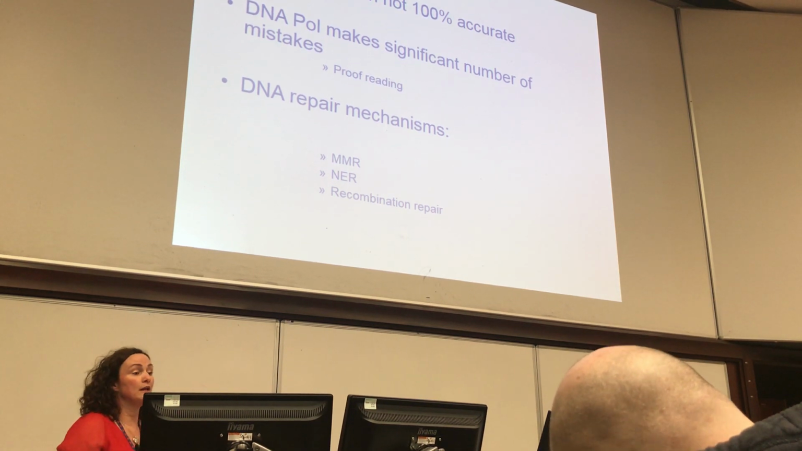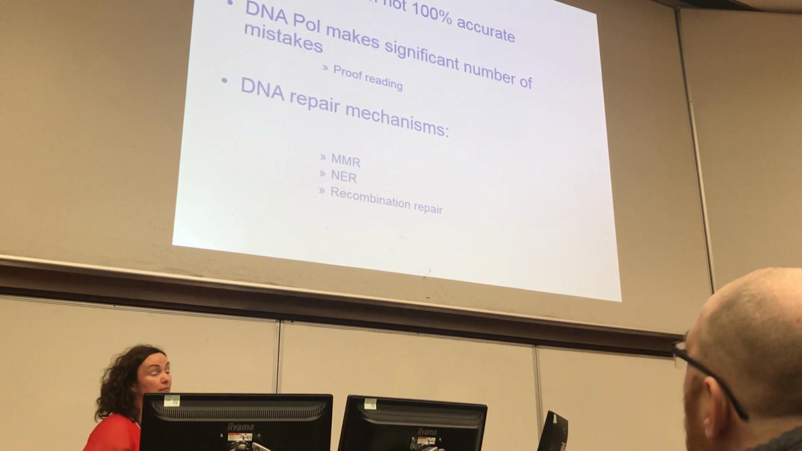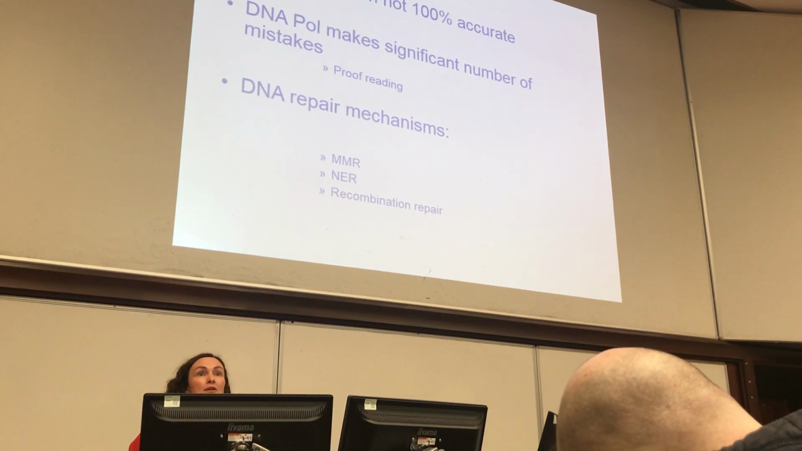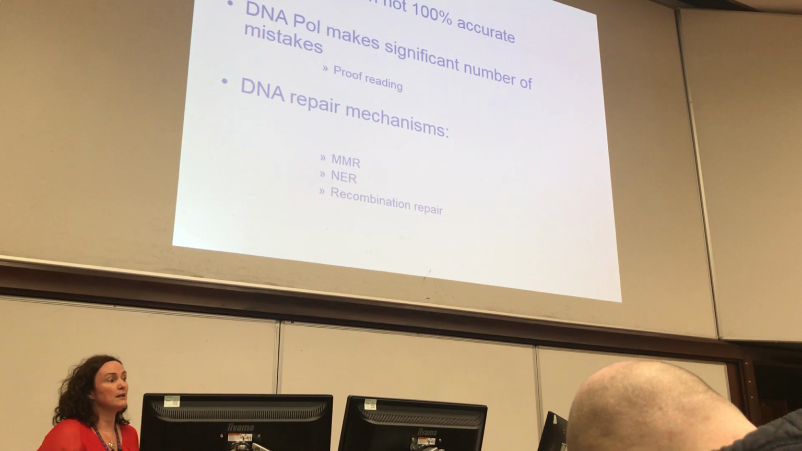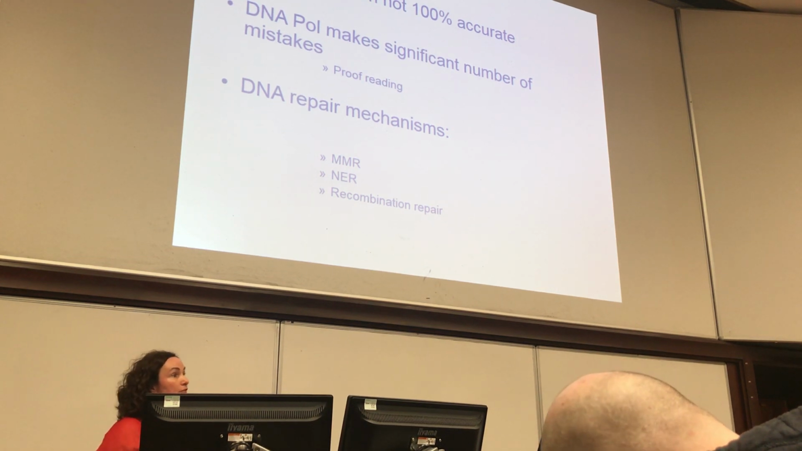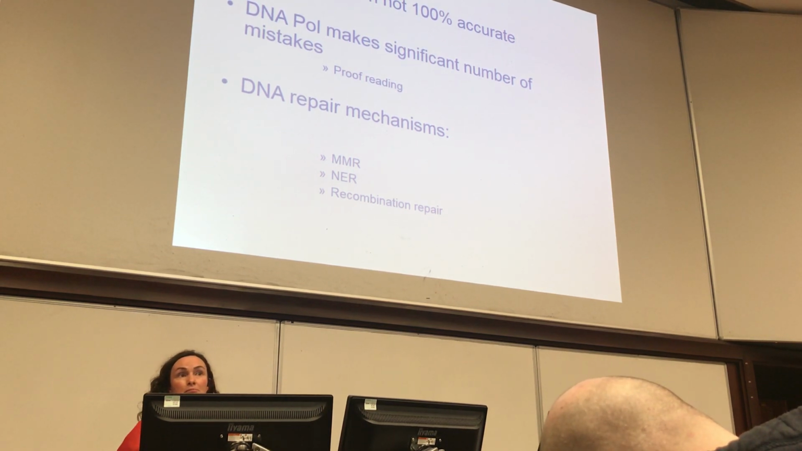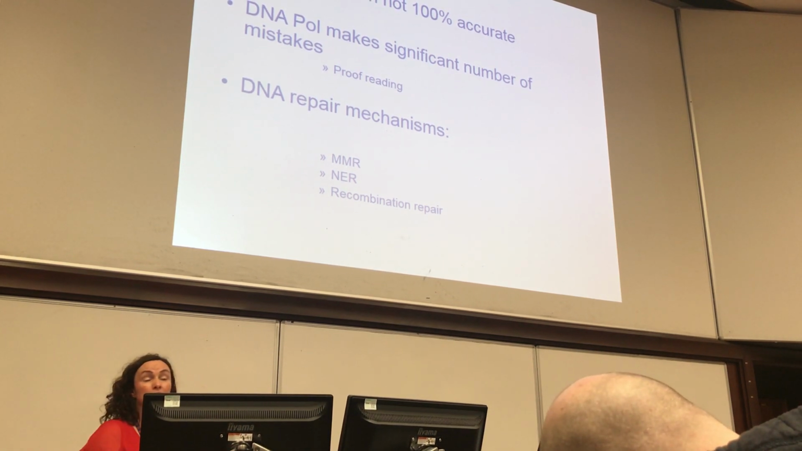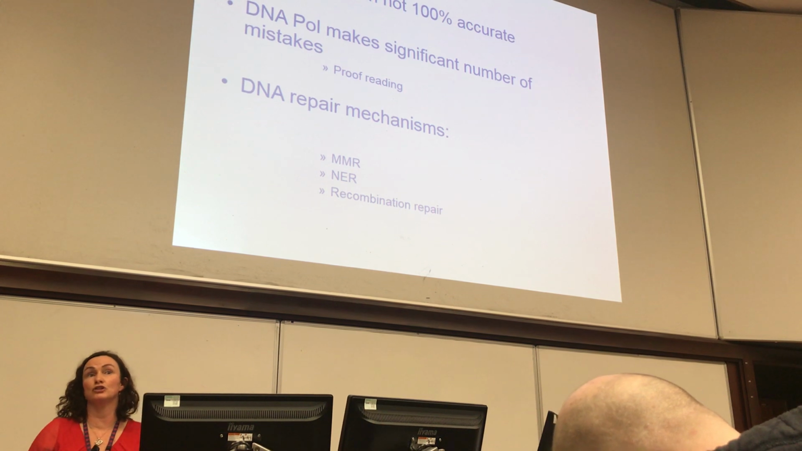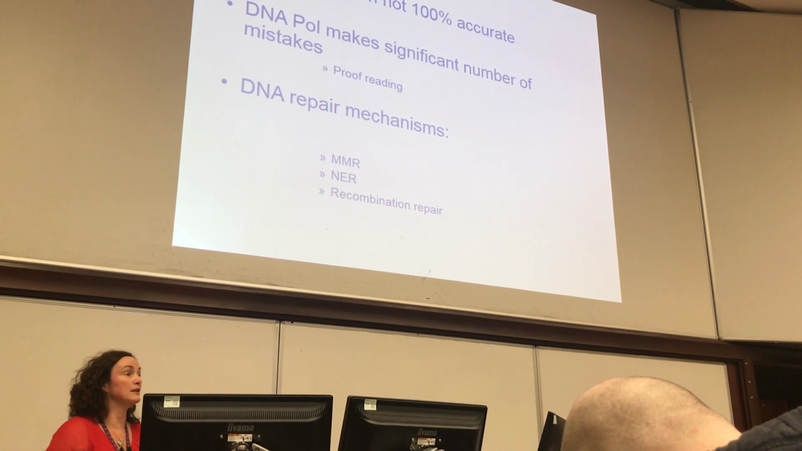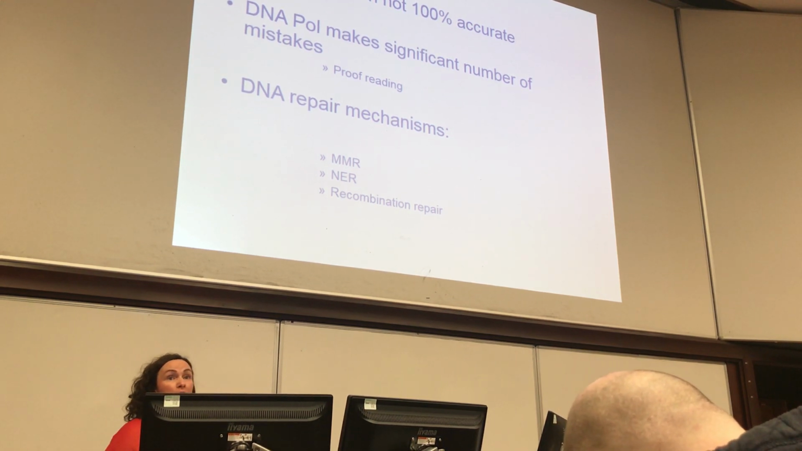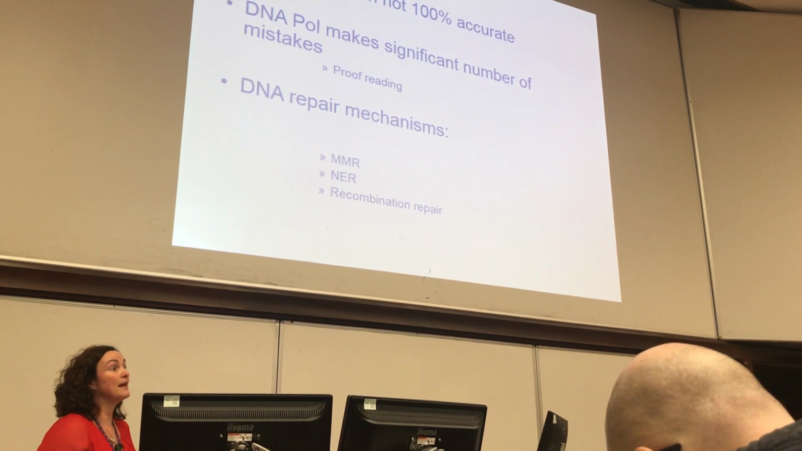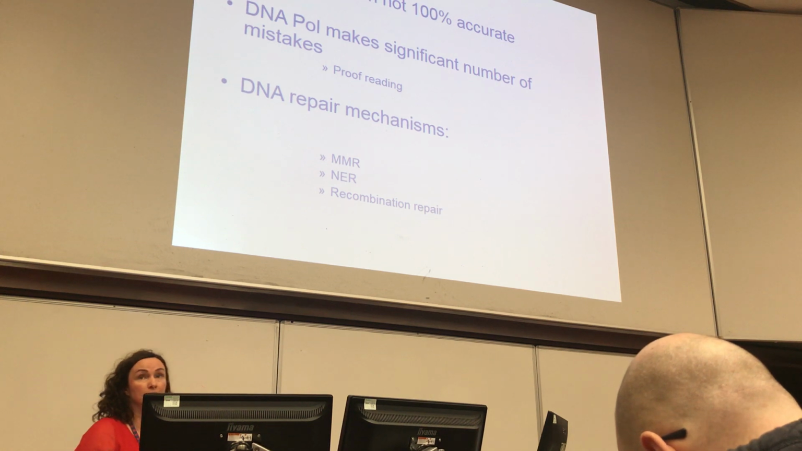All right? So it's got proofreading ability, and it's been hypothesized that DNA polymerase will, on average, make one error every 100,000 bases. You might not think that's that much, but when you consider the size of our genome, it can turn out to be a very significant number of mutations being introduced. And that's just through DNA replication.